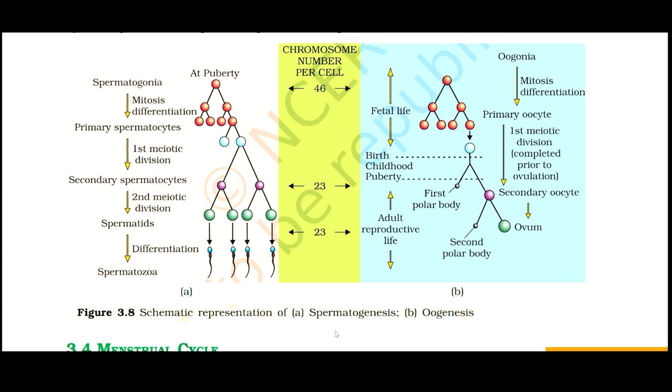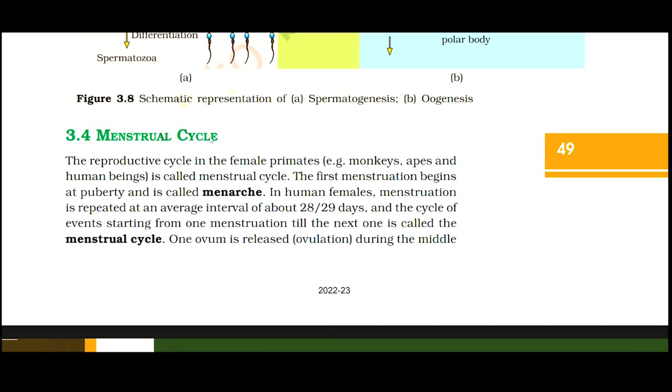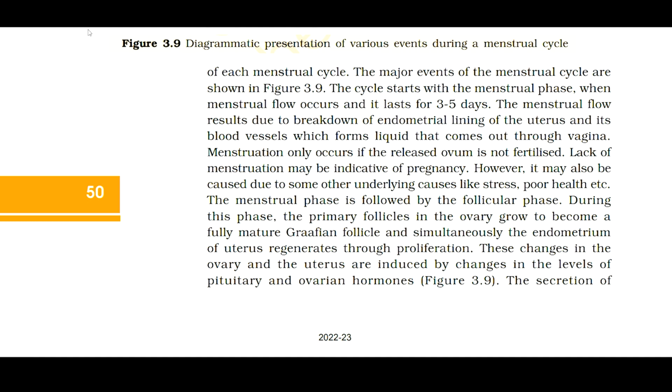3.4. Menstrual cycle. The reproductive cycle in the female primates, for example monkeys, apes, and human beings, is called menstrual cycle. The first menstruation begins at puberty and is called menarche. In human females, menstruation is repeated at an average interval of about 28 or 29 days, and the cycle of events starting from one menstruation till the next one is called the menstrual cycle. One ovum is released, which is ovulation, during the middle of each menstrual cycle. The major events of the menstrual cycle are shown in figure 3.9.